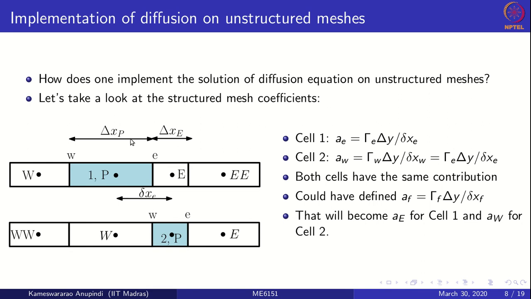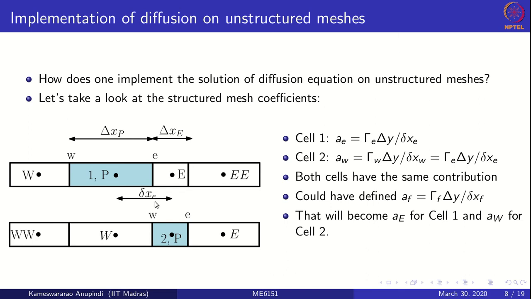Similarly, when you are solving for the P cell, we have east and west neighbors, and of course this cell is east of the east, so we call it east east. And for the second cell, this is basically the primary cell. Then this is our east cell, this is our west cell, and this is our west of west. We just change the nomenclature here, but it is the same mesh in both. The distance between the P cell and the E cell is delta xe.